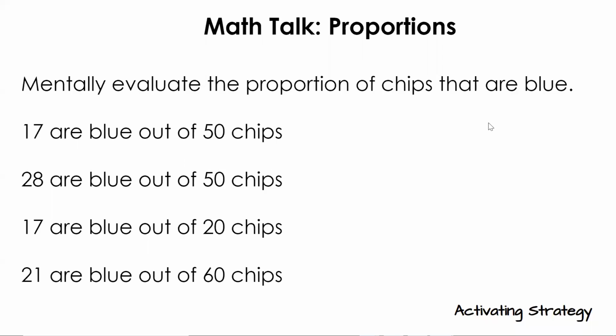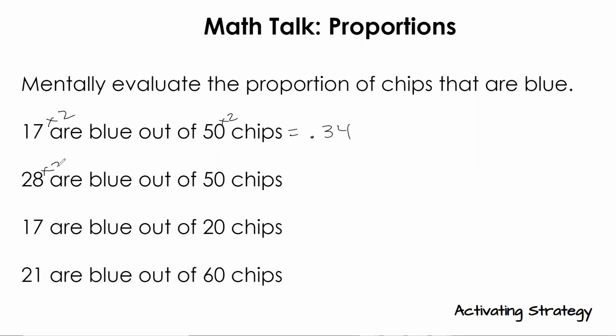It says mentally evaluate the proportion of chips that are blue. So basically they're asking you to divide. If you divided 17 by 50, that's going to be roughly 0.34. The way you're going to do this in your head without actually having to plug it in is you're going to take whatever this number is and multiply it by 2. The reason I'm multiplying by 2 is because that makes this 100. So then that gives us our decimal.